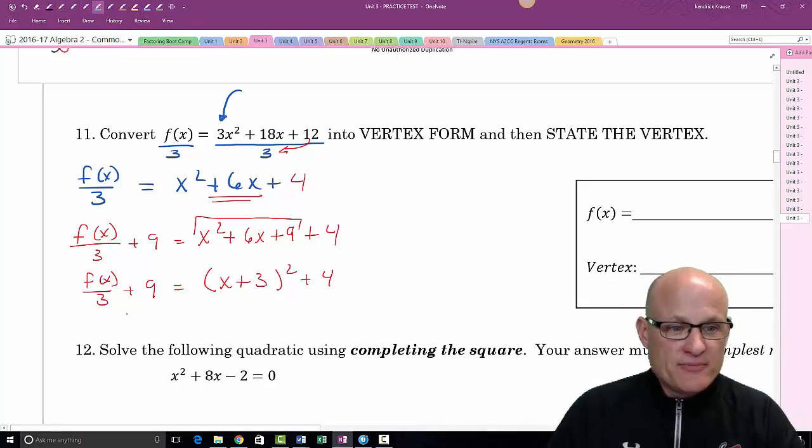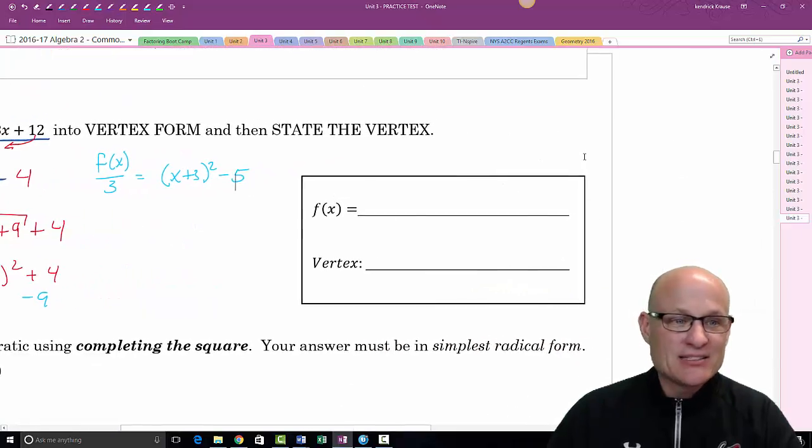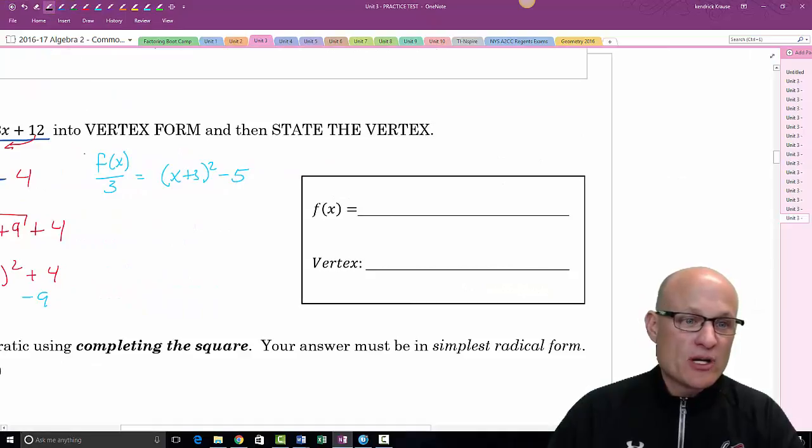I'm going to subtract 9. Subtract 9. And so what I end up with is f of x over 3 is equal to x plus 3 squared minus 5. Well, I'm not quite done yet. I still got to get rid of that 3. So what I'm going to do is multiply both sides by 3.